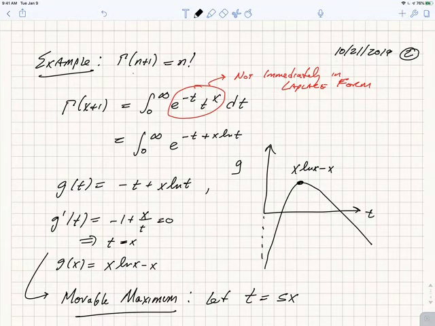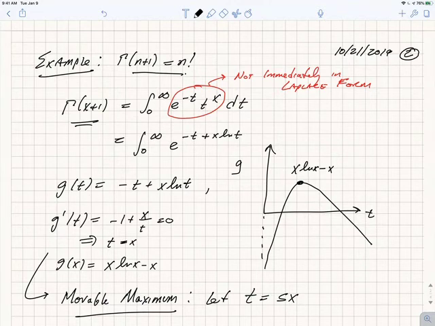We'd like to understand how the factorial function n factorial behaves for large n. We do that by looking instead at the gamma function. We know that gamma of n plus 1, where n is an integer, is n factorial, where gamma in general for an arbitrary value x, gamma of x plus 1 is the integral from 0 to infinity of e to the minus t times t to the x.